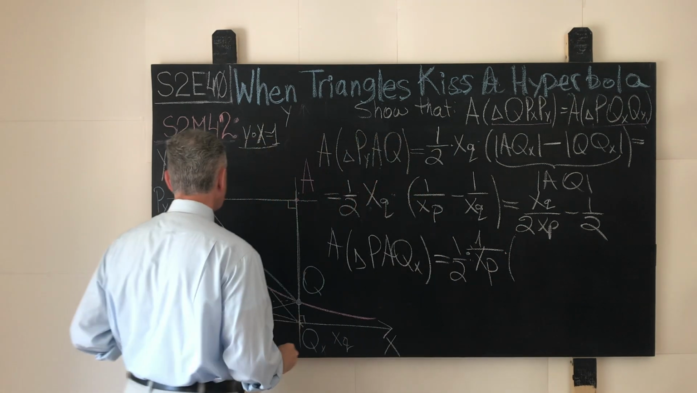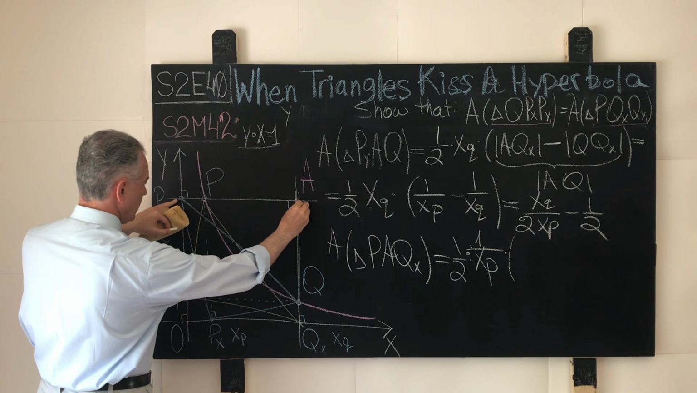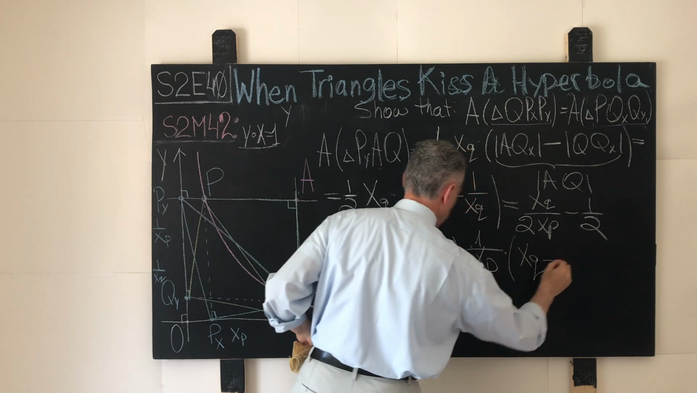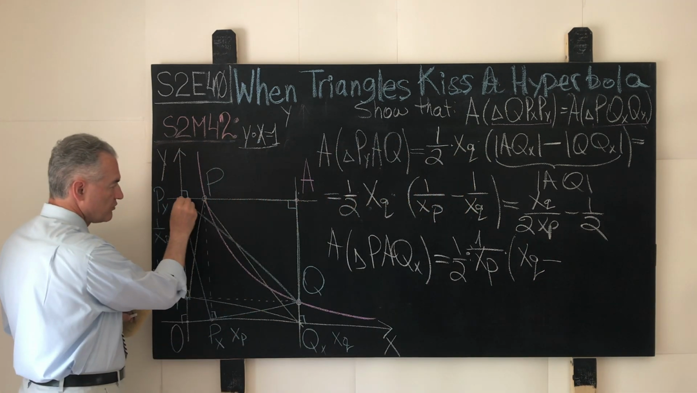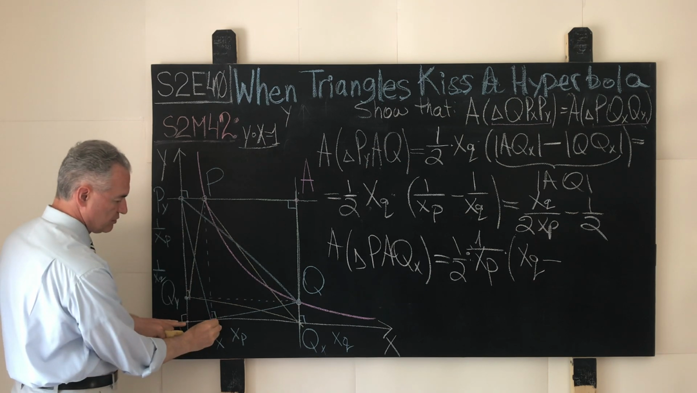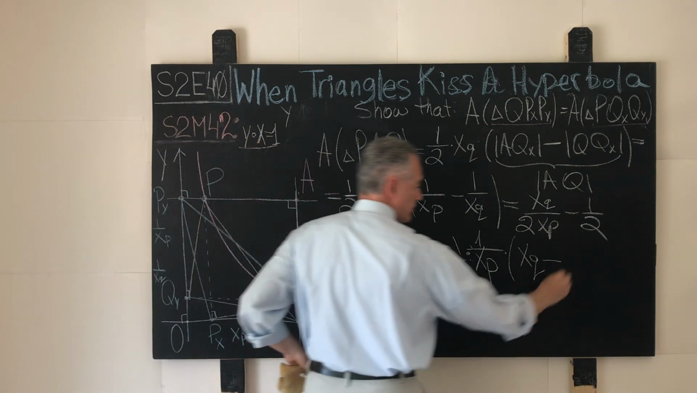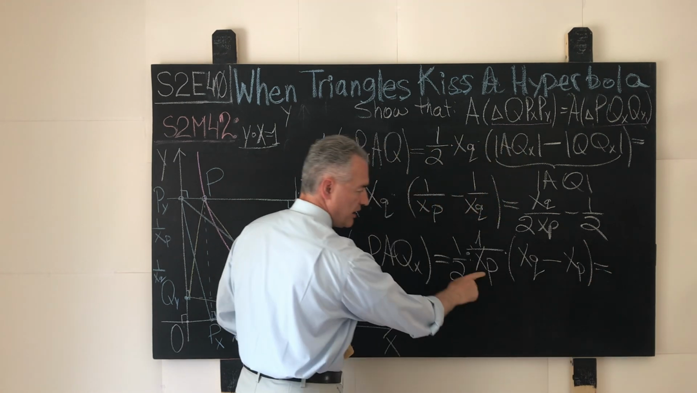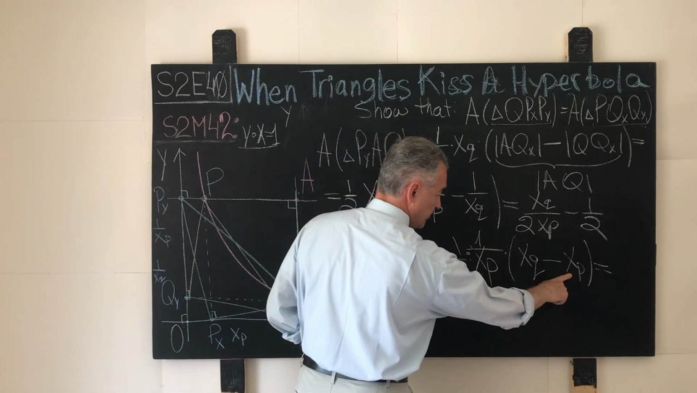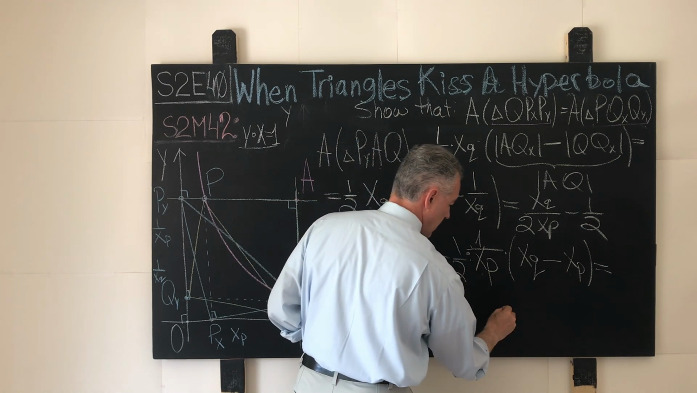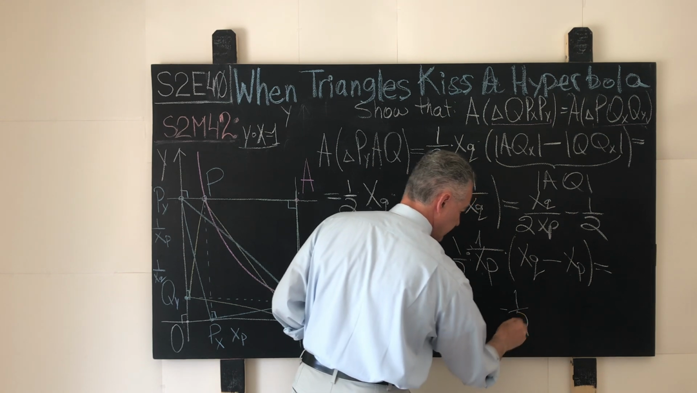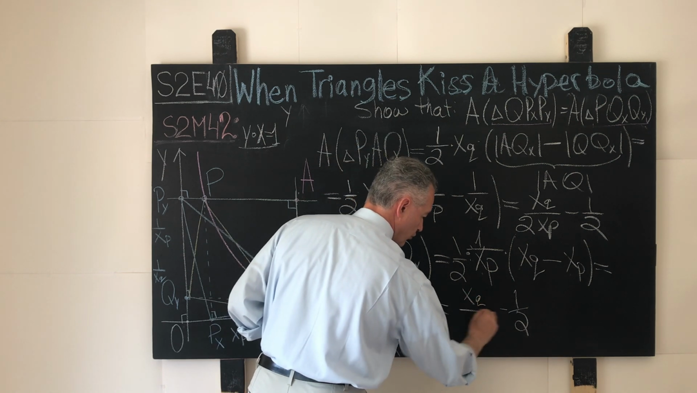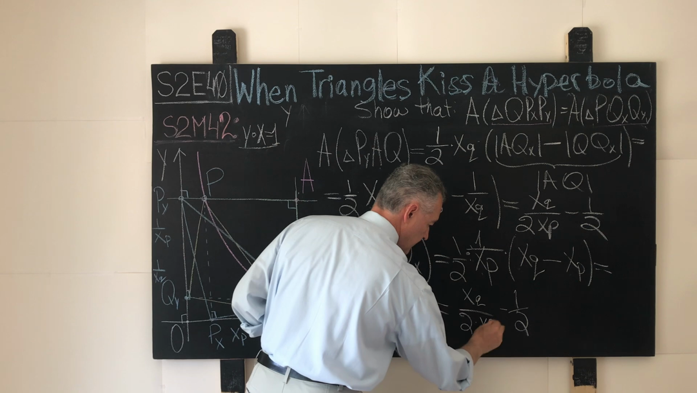Times the length of the line segment APy, which is xq, minus the length of the line segment PyP, which is what? xp. That's right, minus xp. And what do we have? So what do we have here? xp in the denominator, xp in the numerator comes out to what? Minus 1/2. And what do we have here in the numerator? xq over 2 times xp.